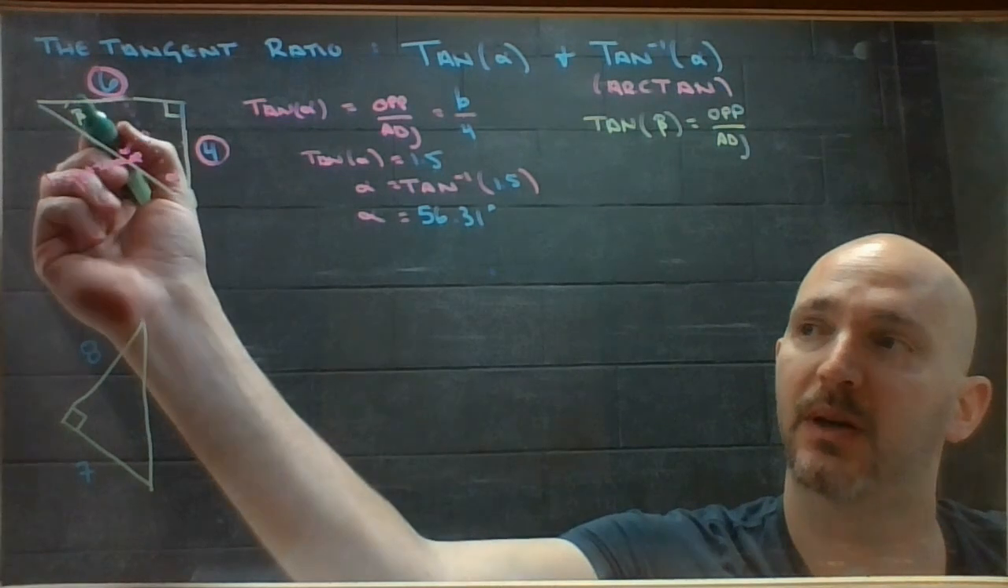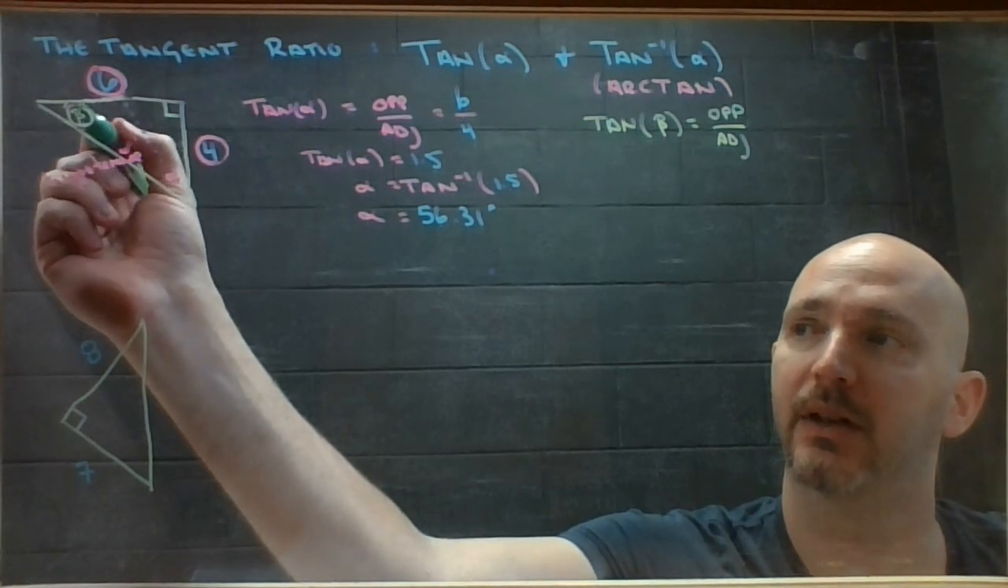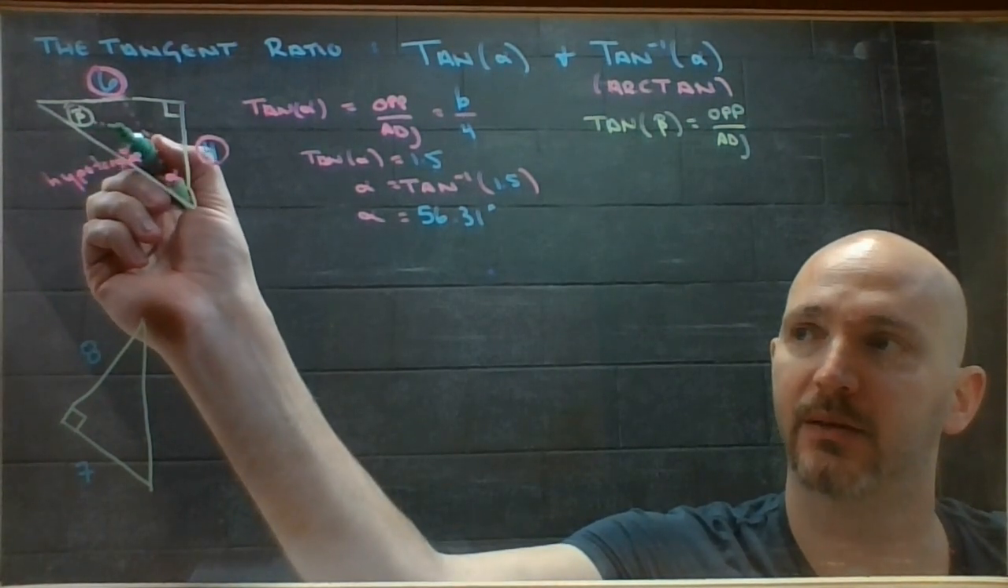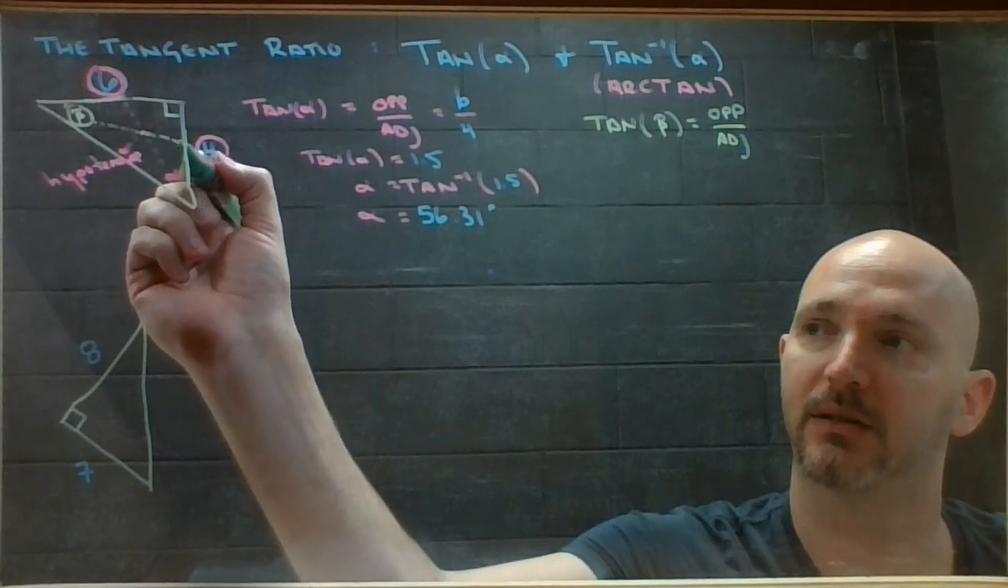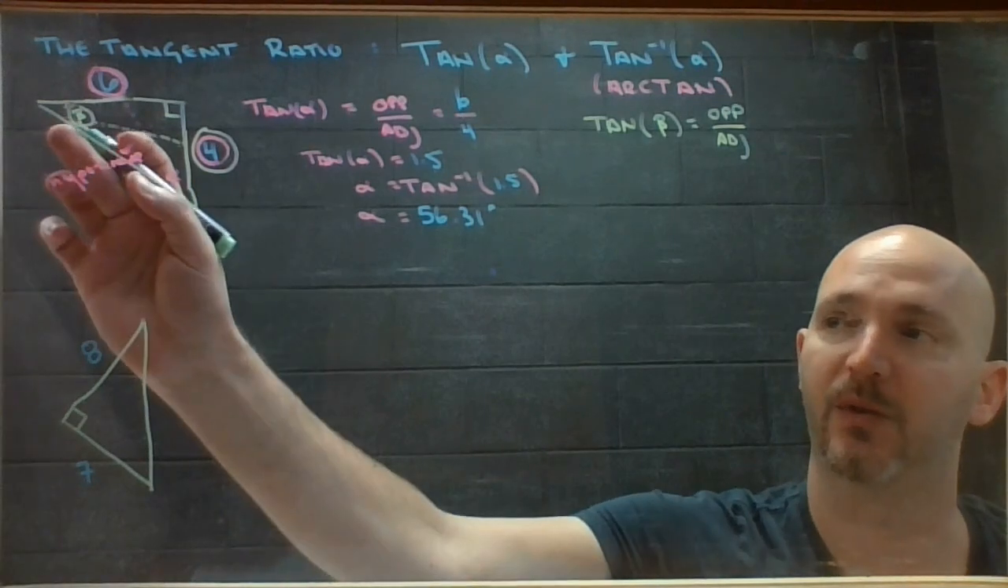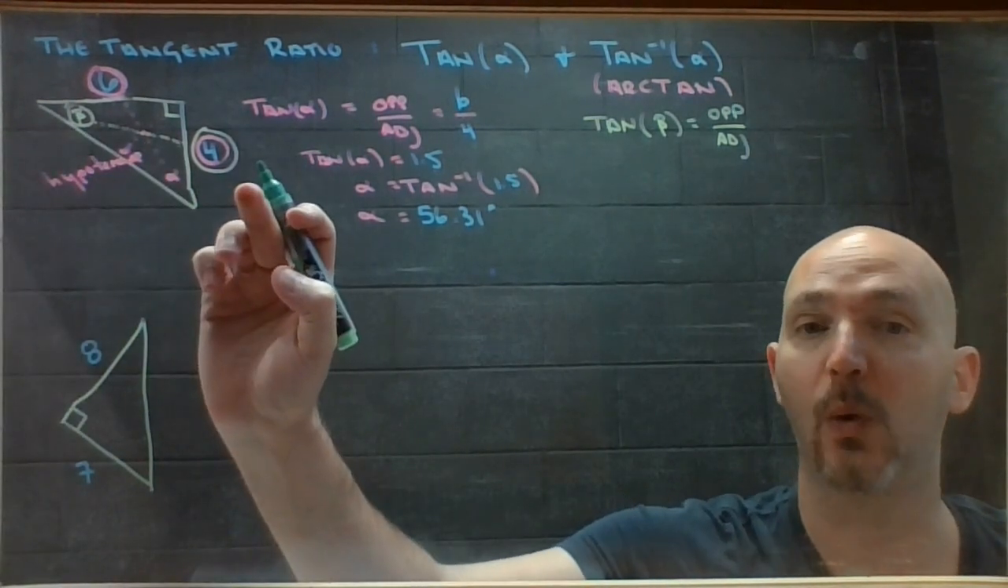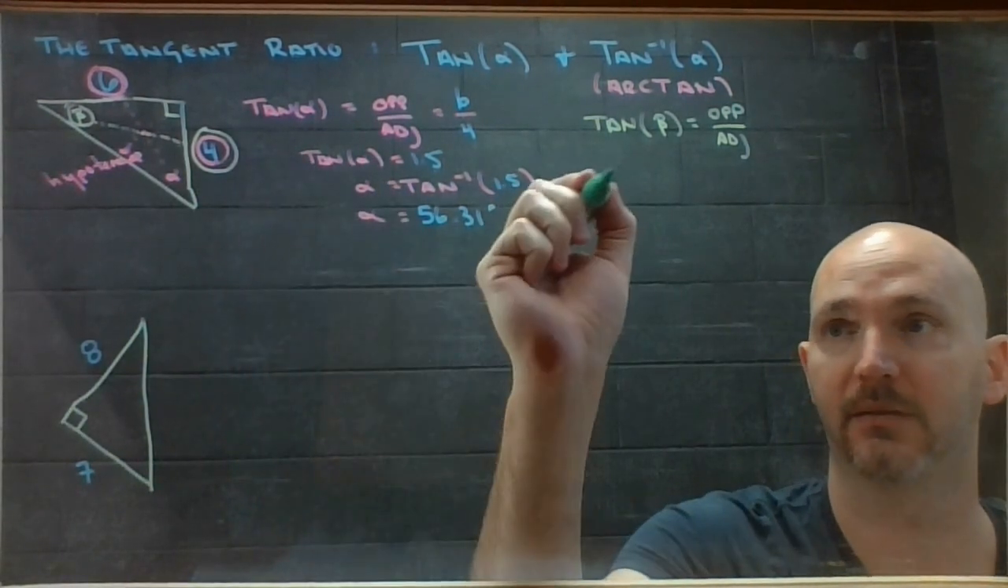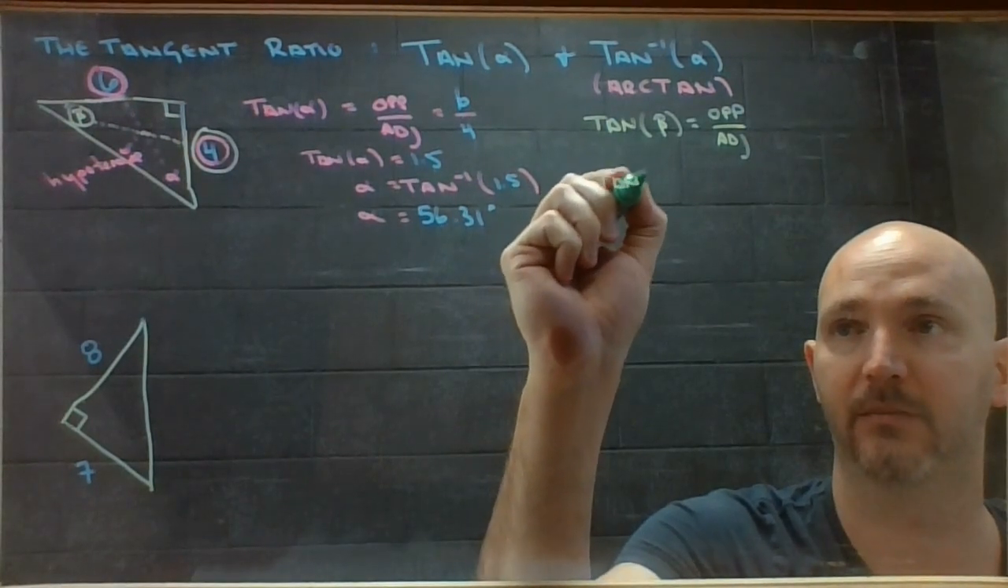So I'm going to put my pen on the beta angle here, and I'm going to look across the triangle to the side that's not touching it. And I'm going to see a 4 there. So from this angle, the 4 is the opposite side. So I'm going to put it in there.